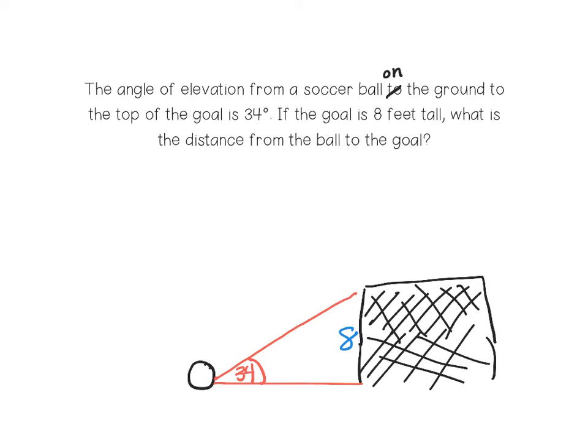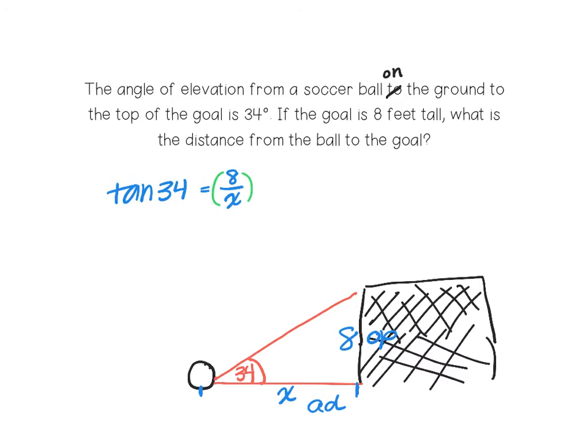So the distance from the ball to the goal is going to be this right here. So if I look in relationship to the angle, which is 34, I've got 8 and x. 8 is going to be my opposite, x my adjacent. So opposite adjacent, I'm still going to be using tangent. So the tangent of 34 is going to equal 8 over x.